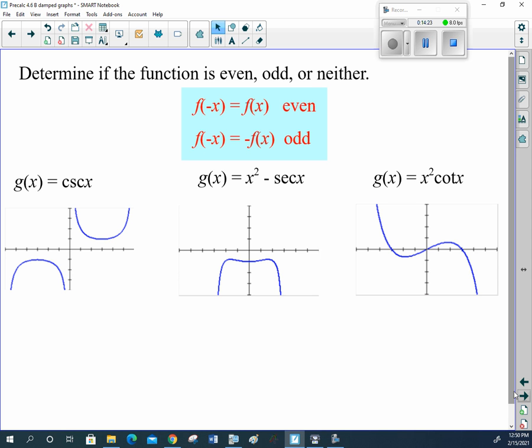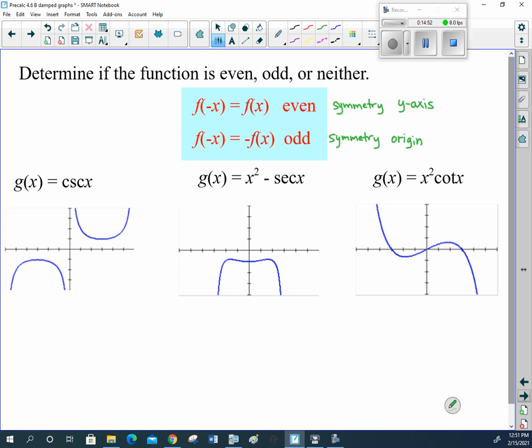Graphically, sometimes it's easier to tell if they're odd, even, or neither. So if they're odd, the symmetry is with the origin. And if they're even, the symmetry is with the y-axis. Okay, so we're going to go through and show this algebraically as well as graphically.